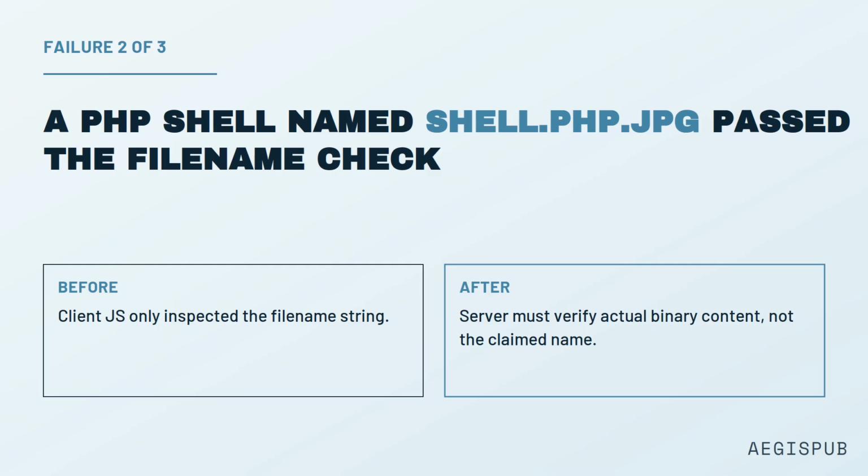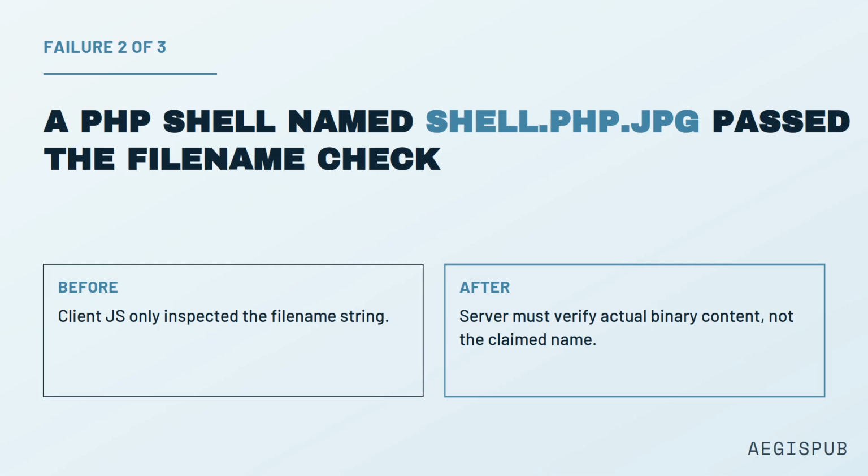The diagnostic path here moves through several layers. The front-end check only inspected the file name string. It did not look at the file's content, its MIME type as declared by the client, or its actual binary content. The server only checked the extension that the client reported. Neither checked whether the file was actually an image.